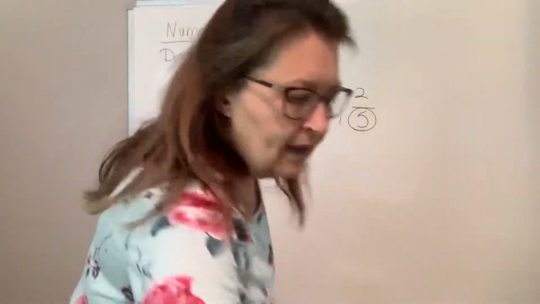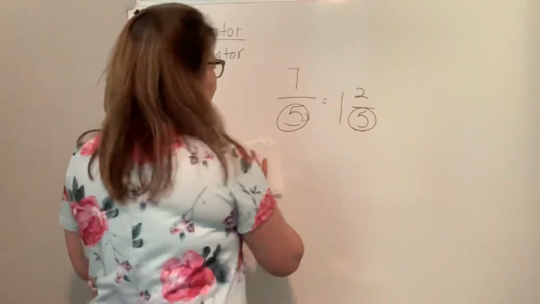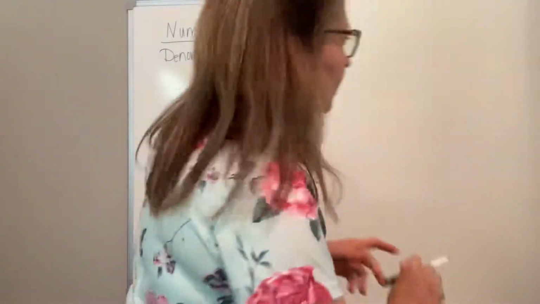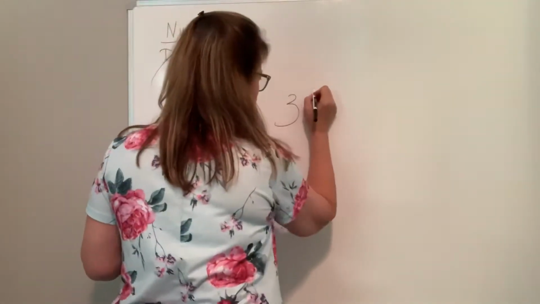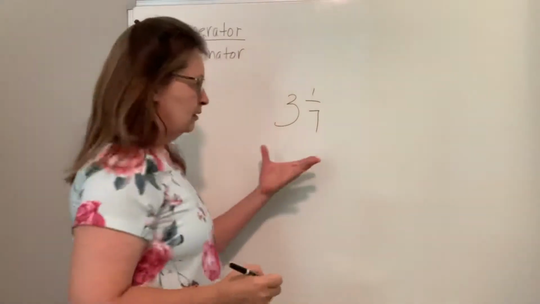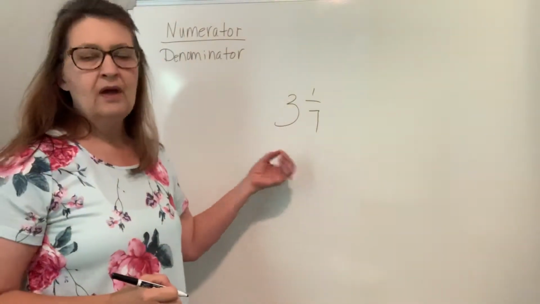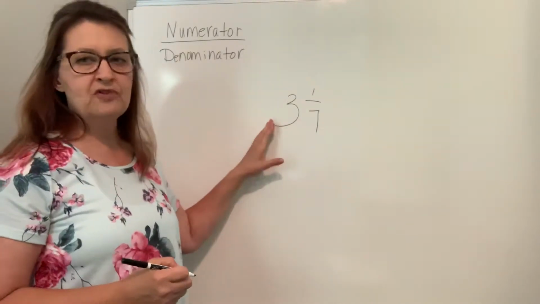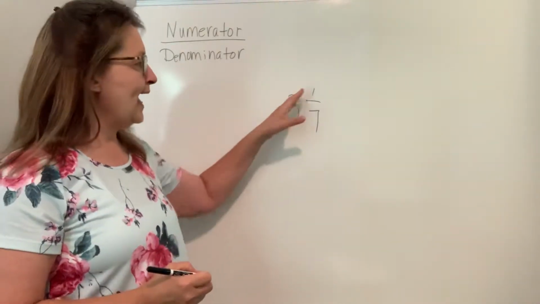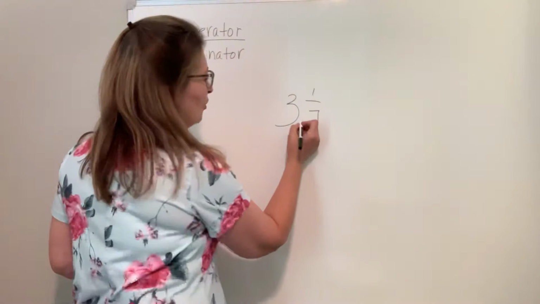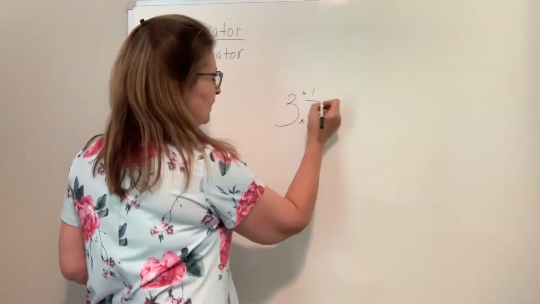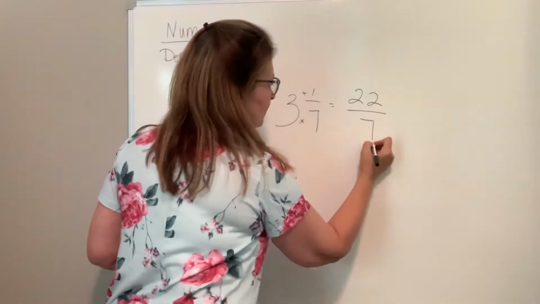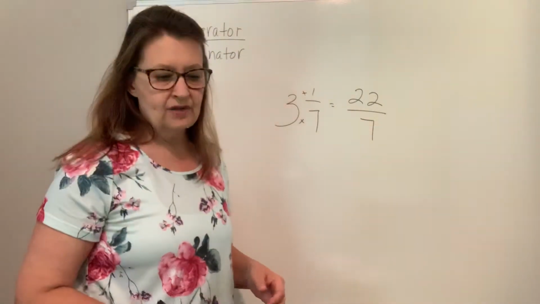Okay? Next, let's see how to go the other way with it. What if you have a mixed number and you want to go to an improper fraction? All right, just multiply the bottom number times your whole number. 7 times 3 is 21. And then add the 1. So you multiply 7 times 3 and then add the 1. That gives you 22. And once again, the denominator doesn't change.